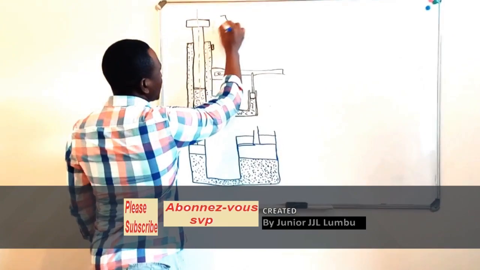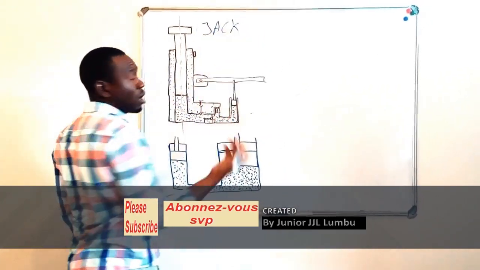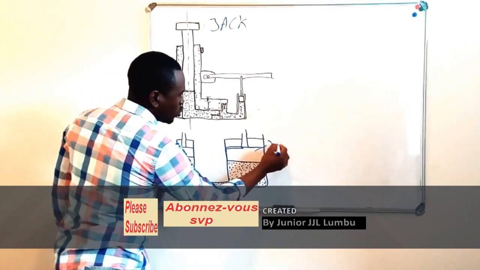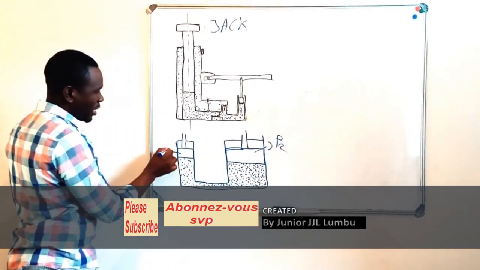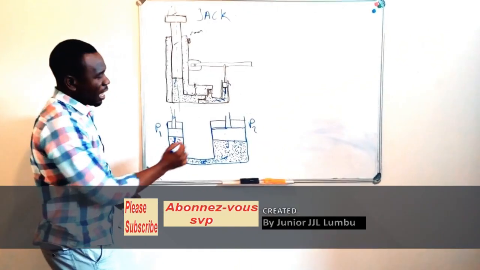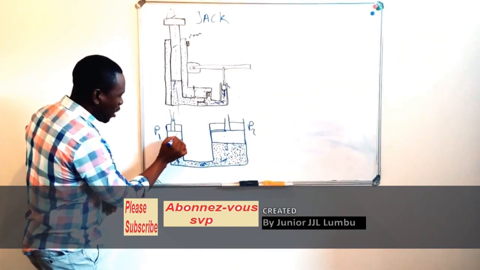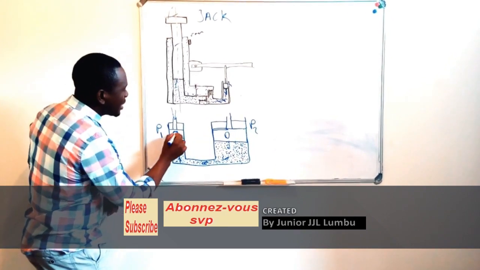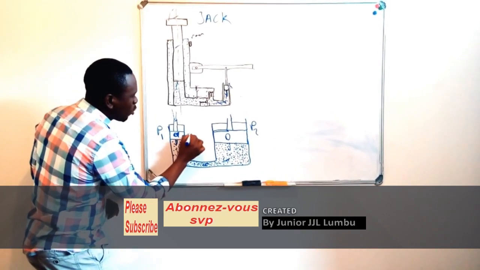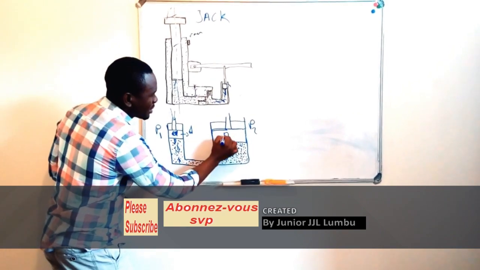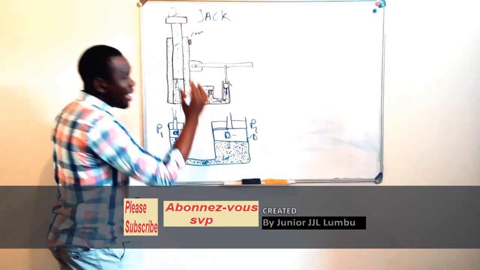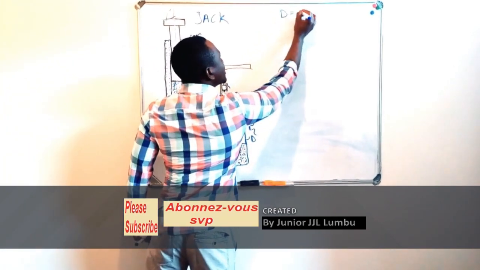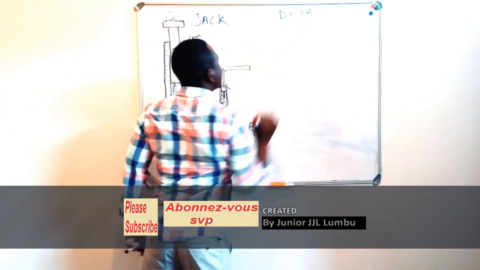This is my jack, the one that you actually use in your car. Here I have two pistons. That's piston 2, and this is piston 1. As you can see, piston 1 is smaller in diameter than piston 2. So let me name piston 1 diameter small d and piston 2 diameter big D, and let's put a relationship: big D equals 3 times small d.